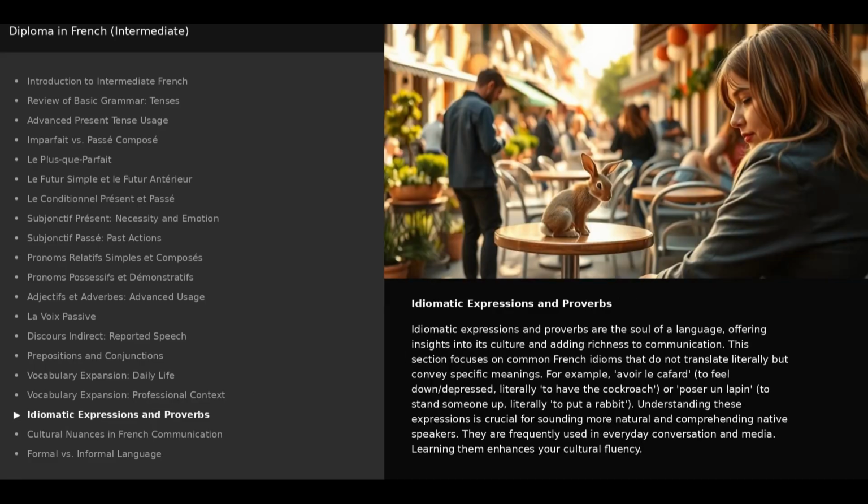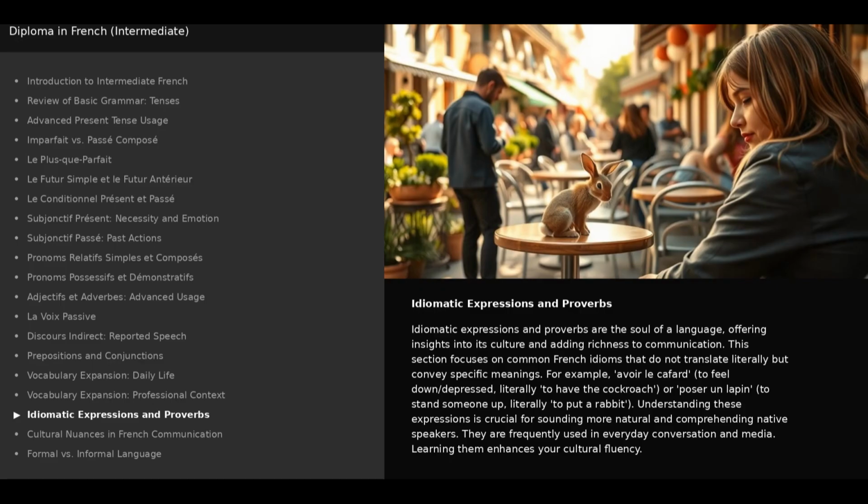Idiomatic expressions and proverbs. Idiomatic expressions and proverbs are the soul of a language, offering insights into its culture and adding richness to communication. This section focuses on common French idioms that do not translate literally, but convey specific meanings. For example, avoir le cafard, to feel down, depressed, literally to have the cockroach, or poser un lapin, to stand someone up, literally put a rabbit.